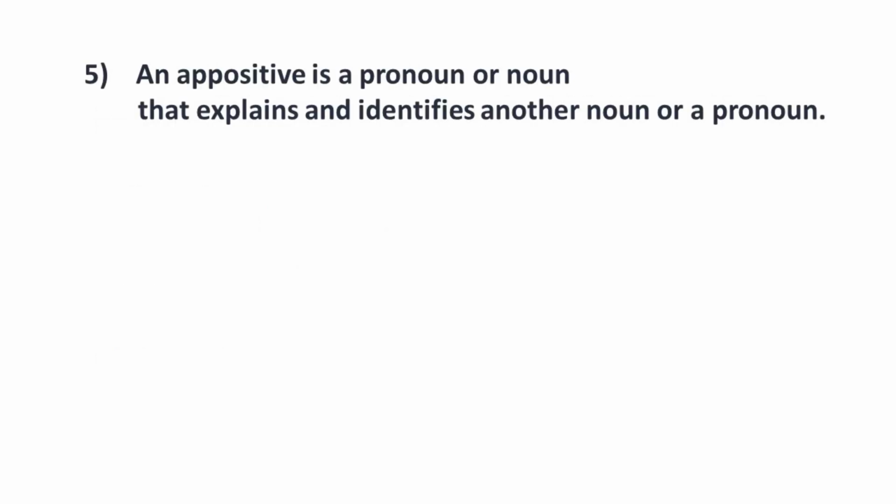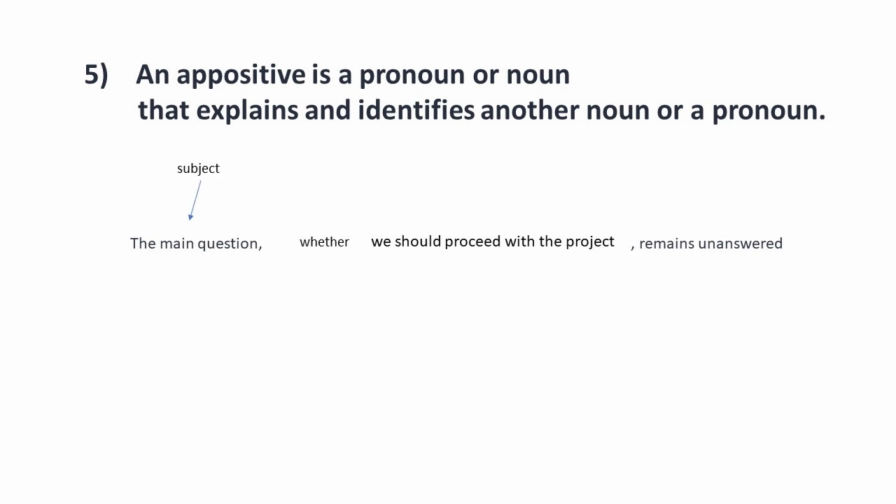A noun clause as an appositive. An appositive is a pronoun or noun that explains and identifies another noun or a pronoun. For example, the main question whether we should proceed with the project remains unanswered. The main question is the subject of the sentence. Remains is the verb, and unanswered is the subject complement.